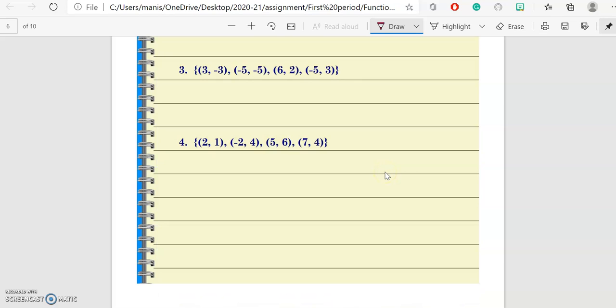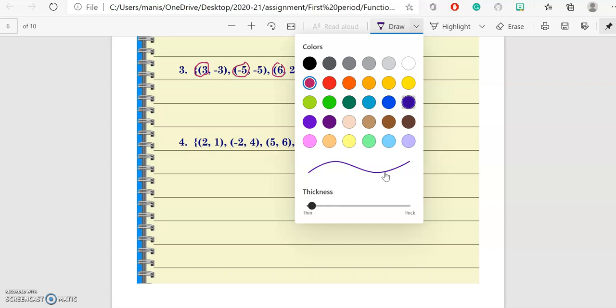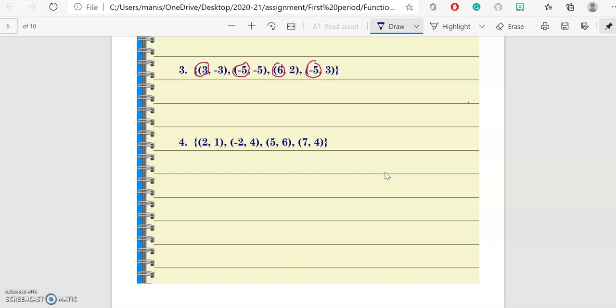Now let's look at question number 3. So I will circle the domain values over here. I have domain as 3, then I have domain as -5, and I have domain as 6, and I have domain as -5. Now question for you is this: do you see any two x values same?